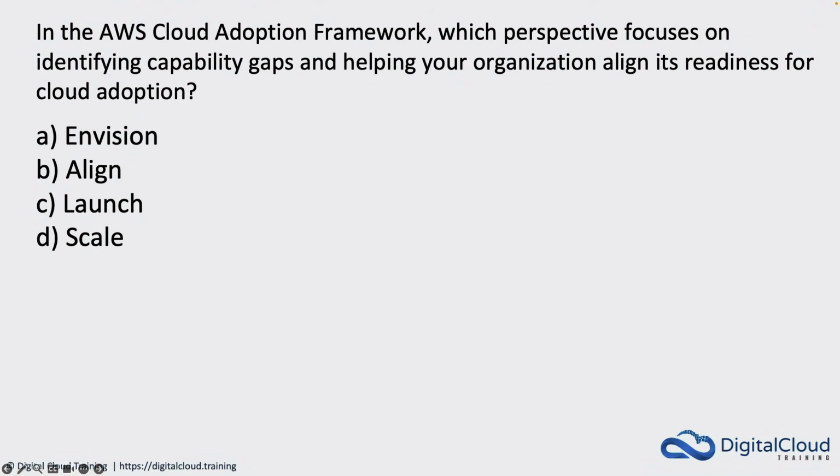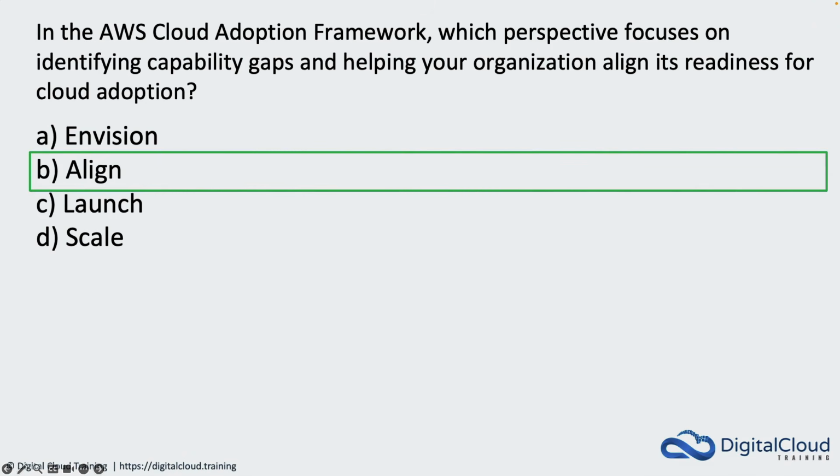Okay, so let's just go from top to bottom. Let's start with Envision. Okay, so this is not the correct answer because in this phase, organizations are focused on defining their vision and objectives for cloud adoption rather than identifying and addressing the capability gaps. What about Align? Now, I believe Align is the correct answer here because during the Align phase of the Cloud Adoption Framework, organizations will work to identify capability gaps and ensure their readiness for adopting cloud services. So that's exactly what we're looking for here. So let's just check, and yeah, that's the correct answer.